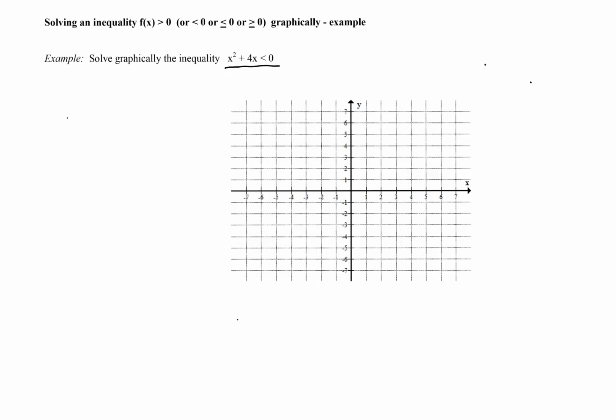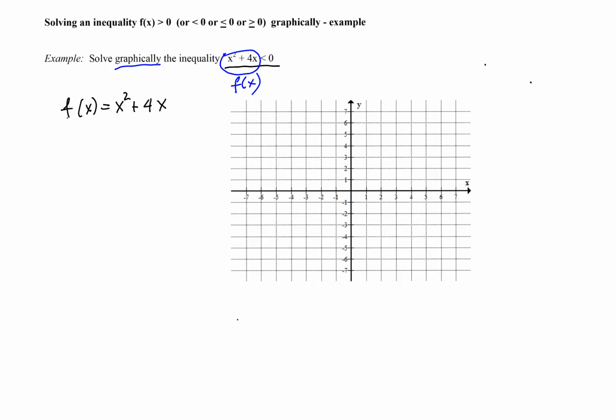Since I need to solve this inequality graphically, I need to introduce the function, graph that function, and use the graph to solve the inequality. So we'll take the left-hand side of the inequality and call it f of x. We'll define the function f of x as x squared plus 4x. I want to graph this function to use it to solve the inequality.